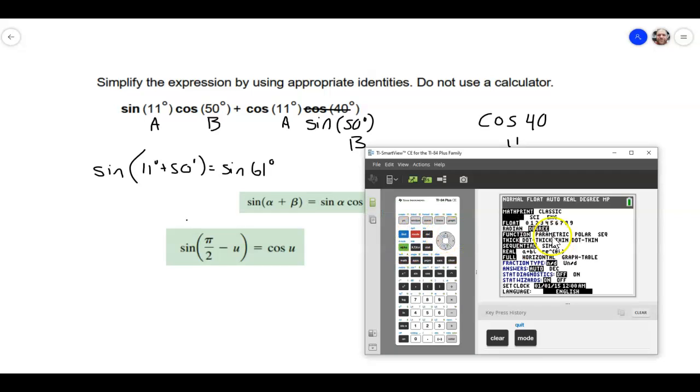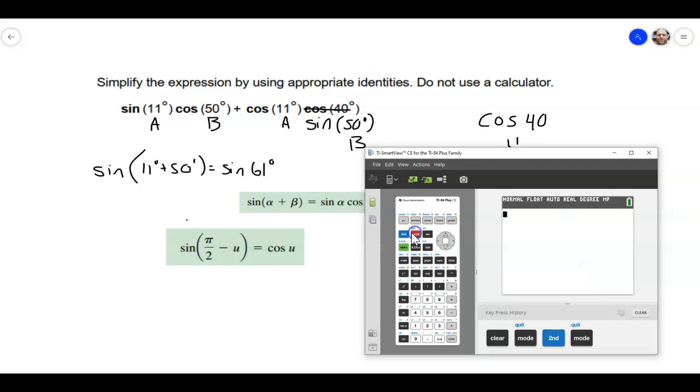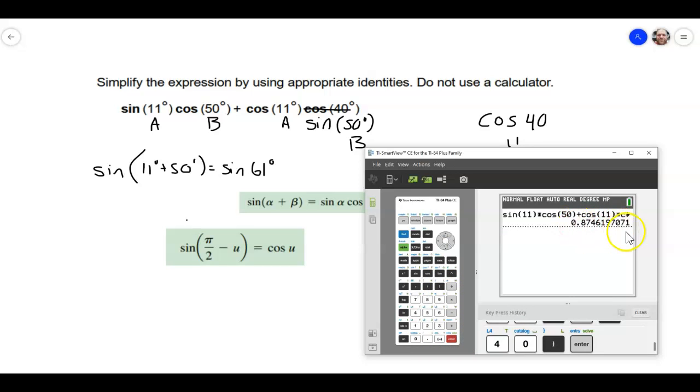Okay, so go to mode, make sure I'm in degrees, which I am, and I'm going to put the original thing in here. So that's the sine of 11 times the cosine of 50 plus the cosine of 11 times the cosine of 40, and I put that in there, and I get this decimal approximation.